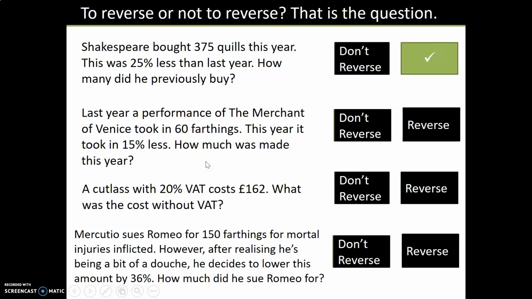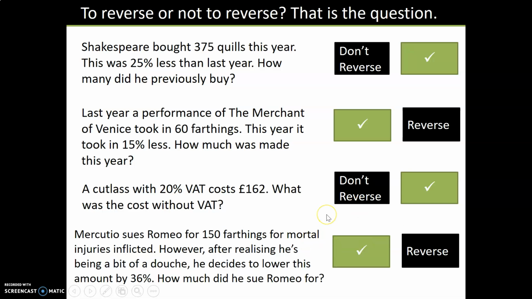Yeah, this is all largely Shakespeare themed. The performance of Richard took in 60 farthings and then takes 15% less. So I'm working out a new amount, so I don't reverse. 20% VAT, so the 20% is applied to the original price. So I want to find the original, so that is the reverse. And here, if you lower the amount by 36%, I'm not going to reverse.